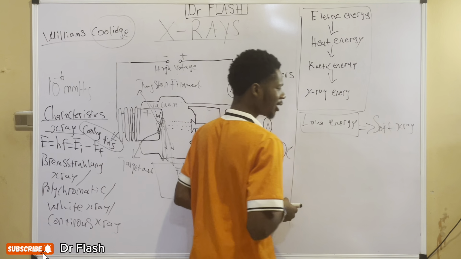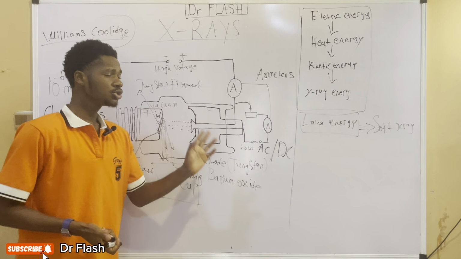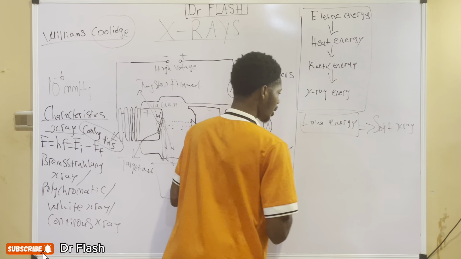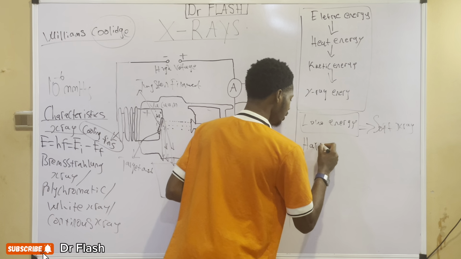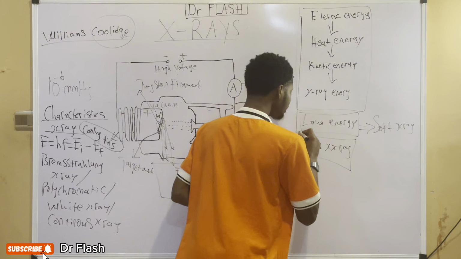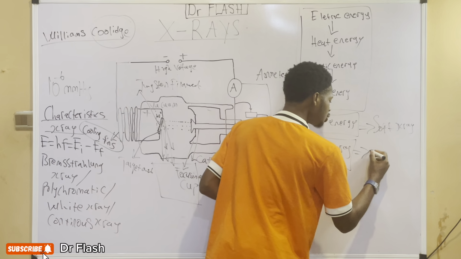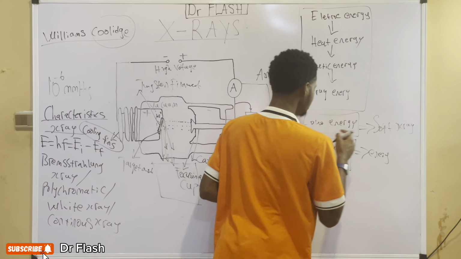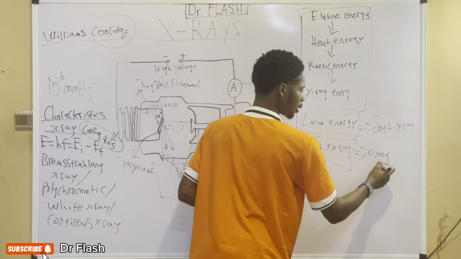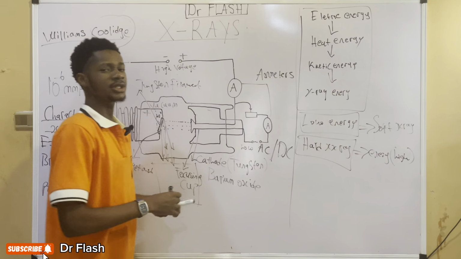These ones basically don't have applications, or if they do, maybe in the future they will. But the ones we use in radiography most times are the hard X-rays. The hard X-ray is the kind of X-ray that has high energy. So for low energy we have the soft X-ray, and for the hard X-ray we have a very high energy. Now, how do we increase the energy of this X-ray?